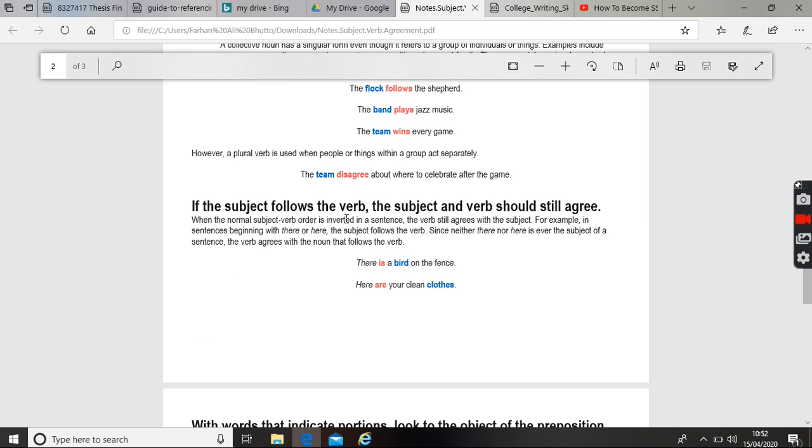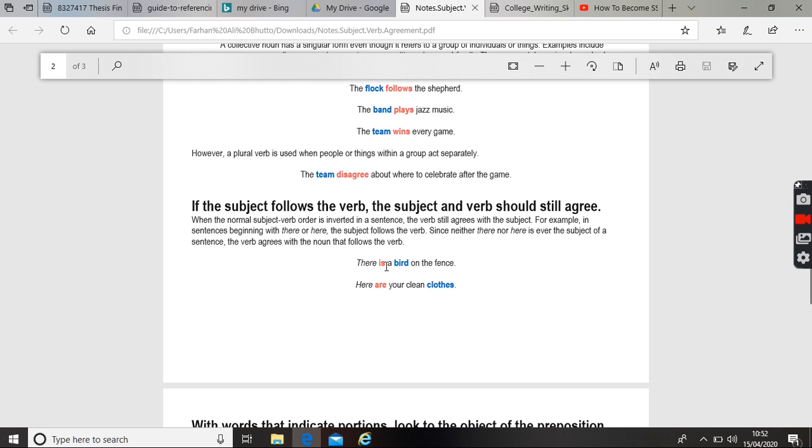If the subject follows the verb, the subject and verb should still agree. When the normal subject-verb order is inverted in a sentence, the verb still agrees with the subject. So whenever you use there or here at the beginning, your verb does not agree with these words. Your verb will still follow the subject. So this time the subject is coming after the verb.